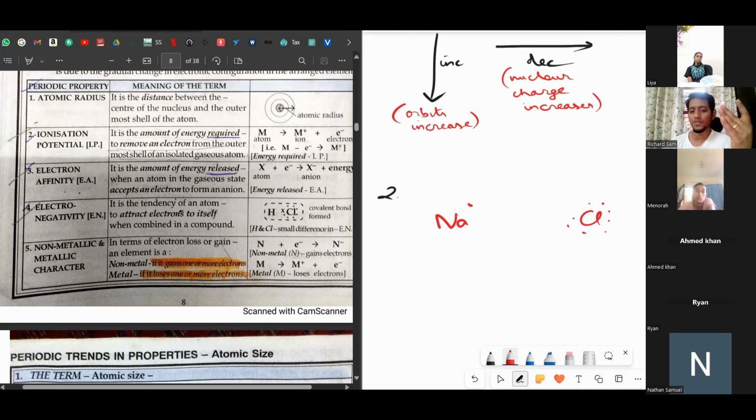Now let's look at what happens when we go down. So what's below sodium on the periodic table? First group. What's below sodium? Potassium. Okay. Now potassium also has 1 electron in the outermost orbit. But that 1 electron is more far away from the center because the size is big, no? See, sodium has how many orbits?